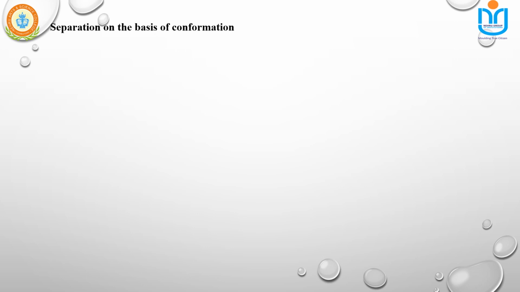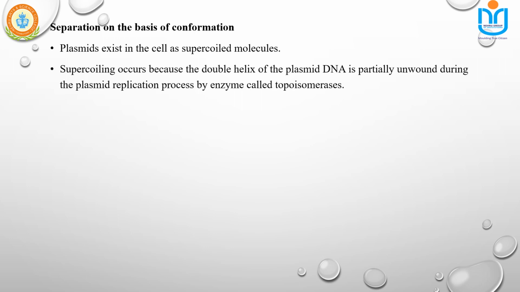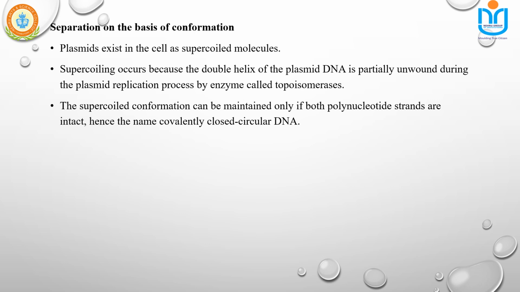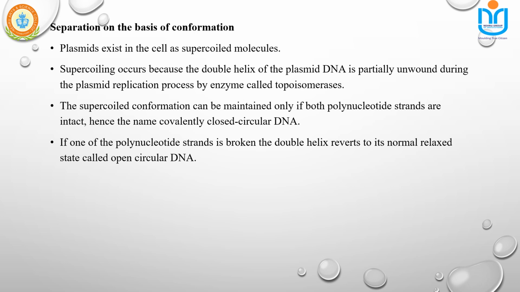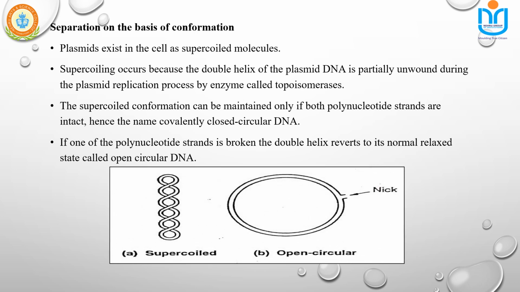Separation on the basis of conformation. Plasmids exist in the cell as supercoiled molecules. The supercoiling occurs because the double helix of the plasmid DNA is partially unwound during the plasmid replication process by enzymes called topoisomerases. The supercoiled conformation can be maintained only if both polynucleotide strands are intact, hence the name covalently closed circular DNA. If one of the polynucleotide strands is broken, the double helix reverts to its normal relaxed state called open circular DNA.